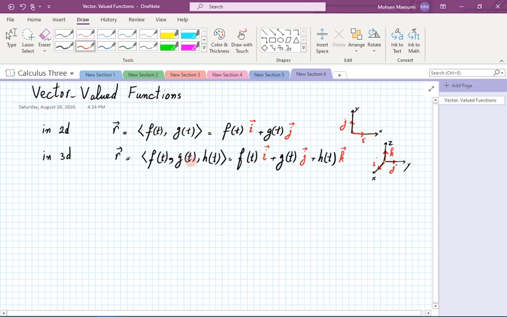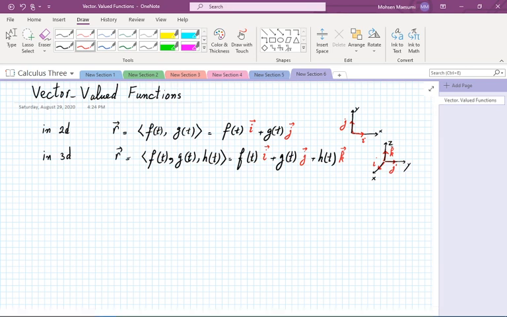In 3D we simply have one additional piece, and so if the components are f, g, and h, r can be written in this style, or as f of t times i plus g of t times j plus h of t times k, where i, j, k are the unit vectors in the direction of x, y, and z.